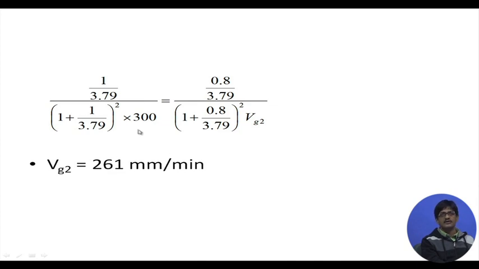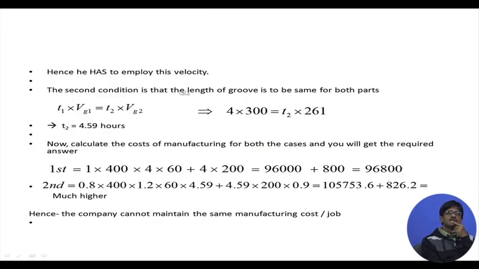So, is this understood? Everything else is known. We put in the values and we can get to know the velocity of grooving which he has to employ in order to attain the same depth of groove. Once this is understood, so hence he has to employ this velocity. The second condition is that the length of the groove is to be the same for both the parts.